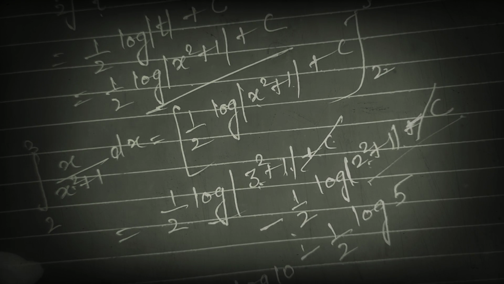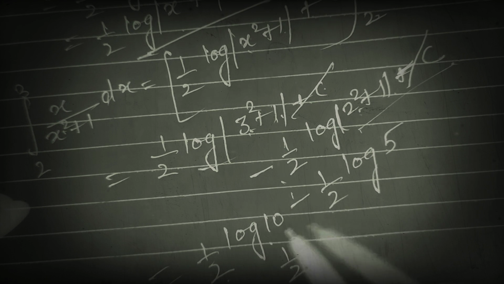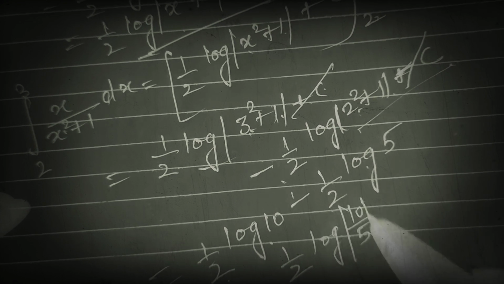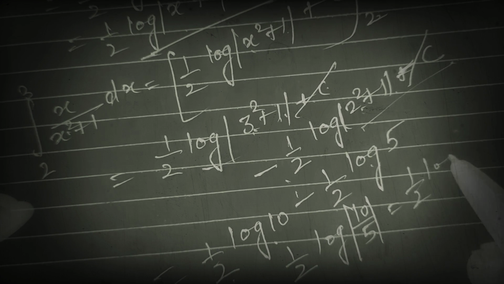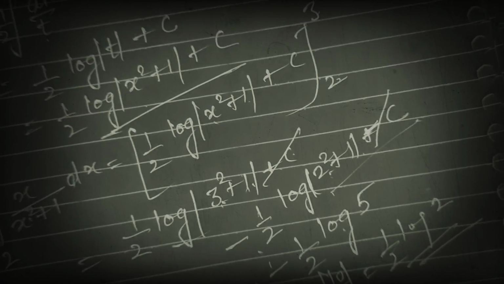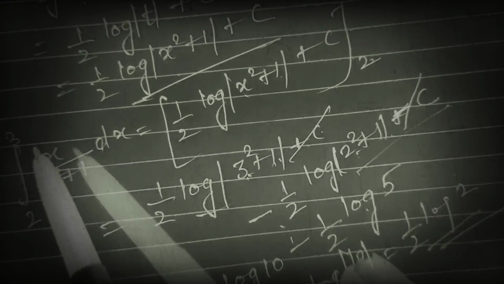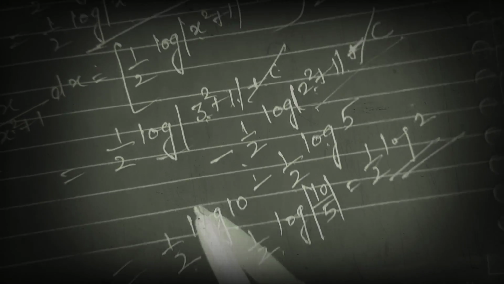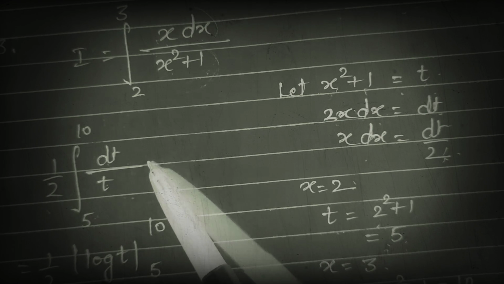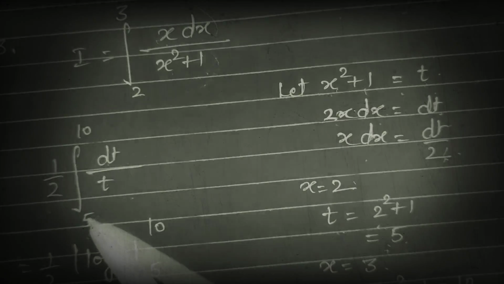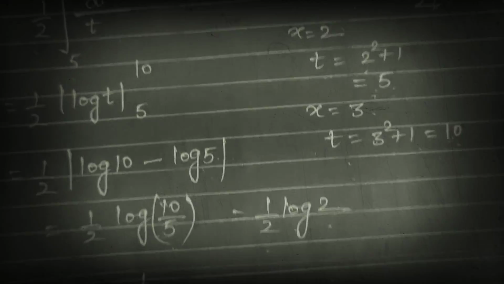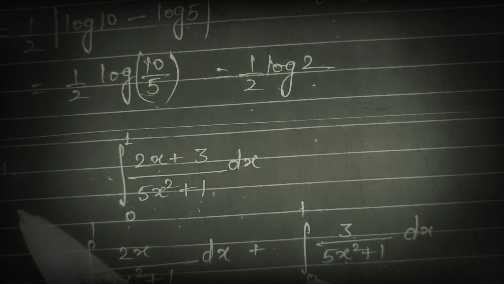So we can take half common from these. Log m minus log n is log m upon n. So it is half of log 2. Then we will get the same answer here. So you can do this question this way: firstly solve it and after that you can put the limit. Or if you want to use the substitution method, then you can change the upper limit and lower limit in this variable form. Okay.